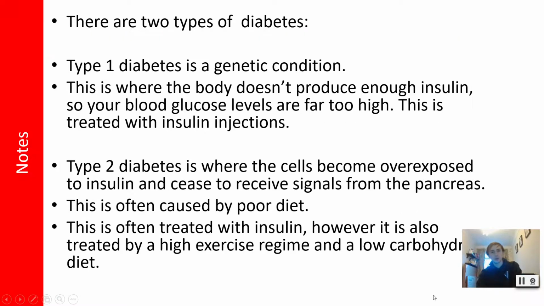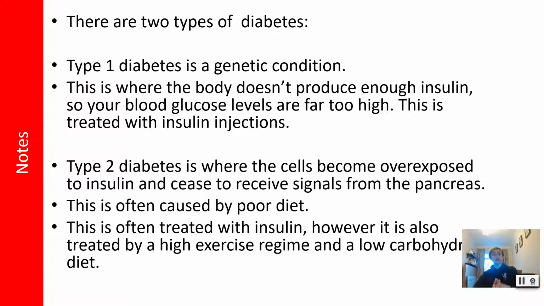So, there are two types of diabetes. Now, type 1 diabetes is genetic. So he had a genetic condition. There's a misconception that everybody who has diabetes must be unhealthy, eating unhealthy diets, not exercising, because when we think of people who have diabetes, we're often thinking of those kinds of people.